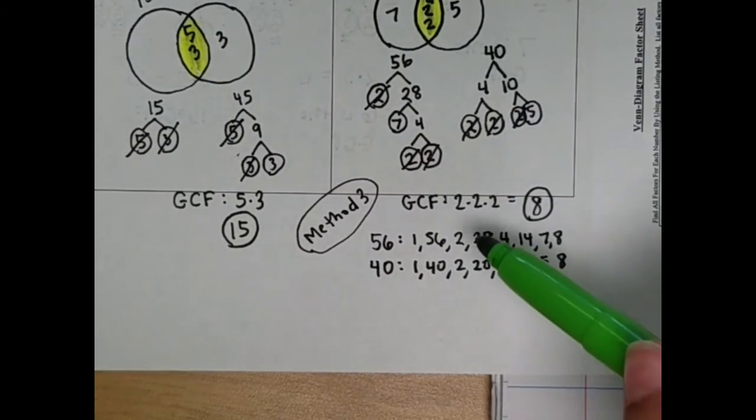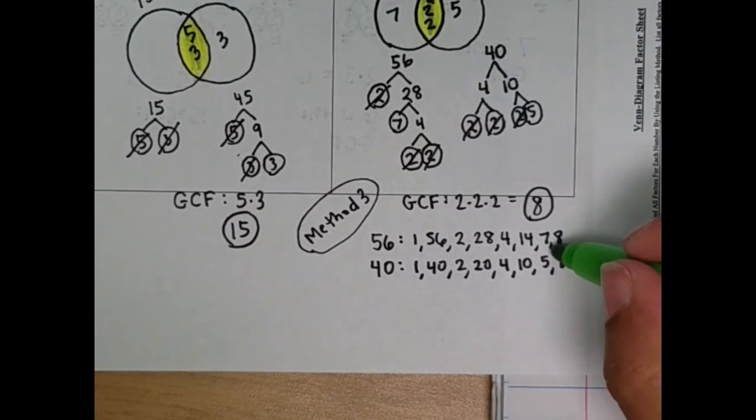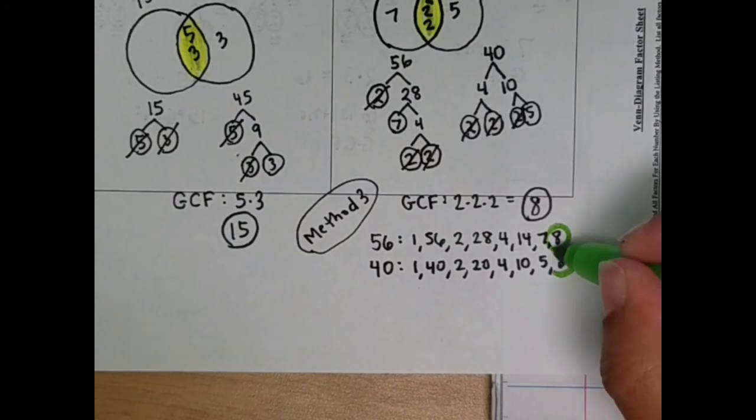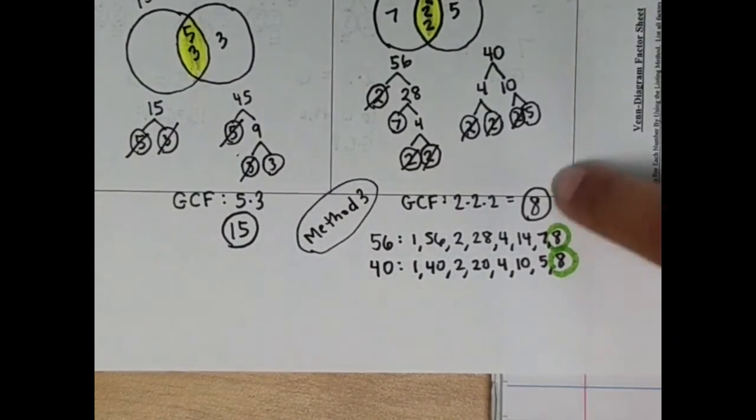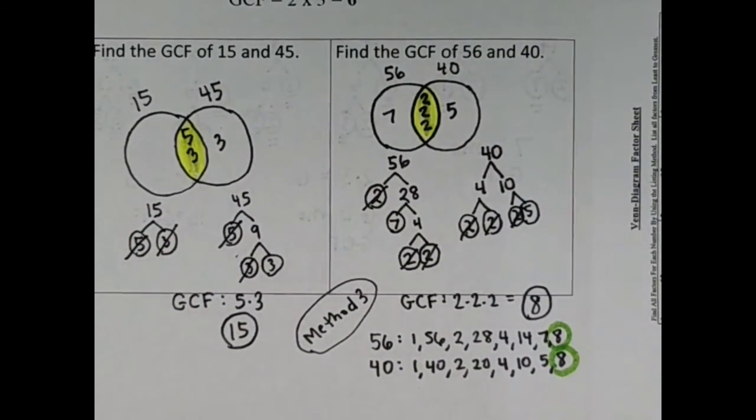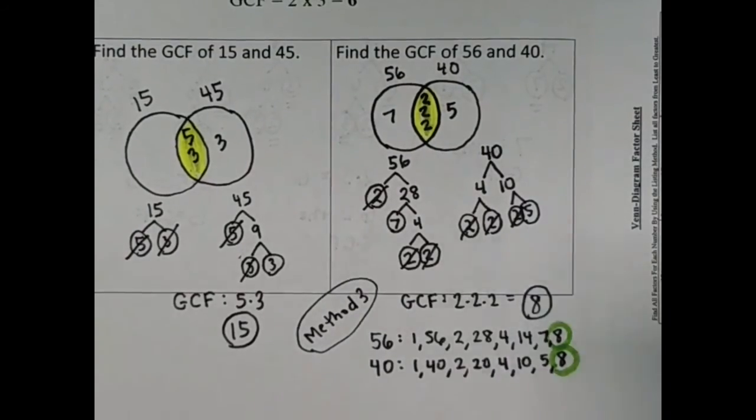And the biggest number that they both share in common looks like an 8, which is, look, that's what we got when we did the Venn diagram. Okay, so that was just a third method to do.